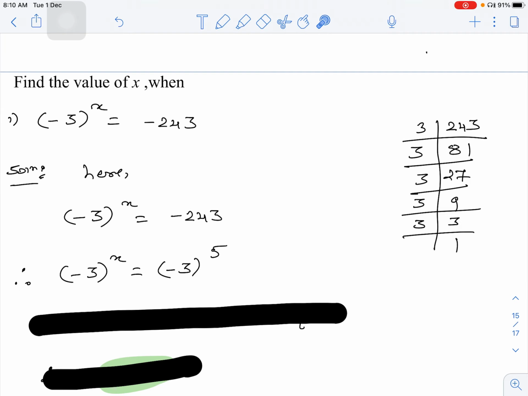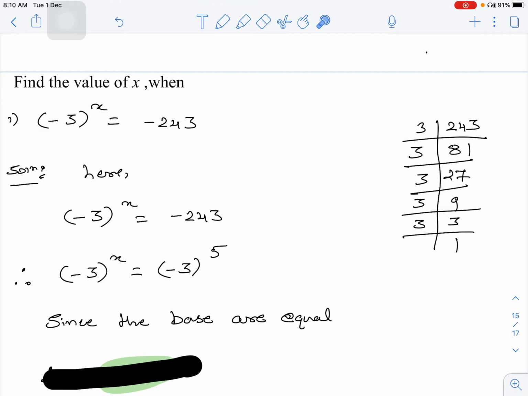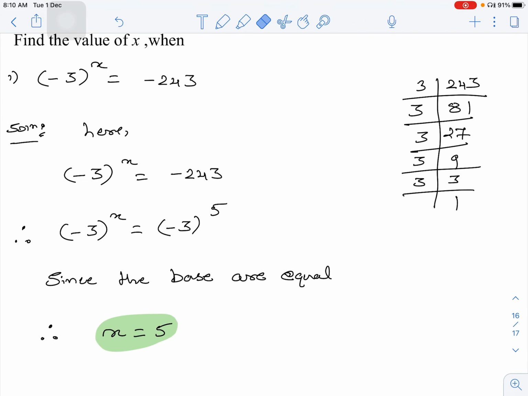Now if you look at both the sides, okay, it can be seen that the bases are the same. Okay, so since the bases are equal, we can write the powers also equal. Okay, so what do we get? Therefore x equals 5. Okay, and this is our final answer.